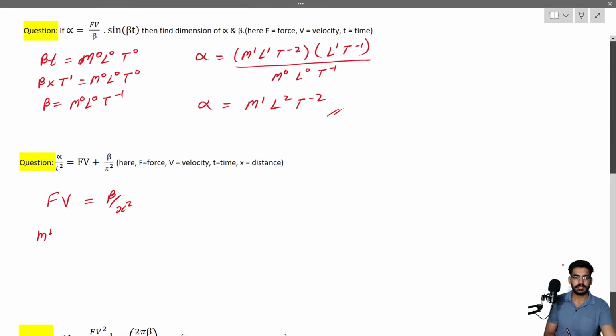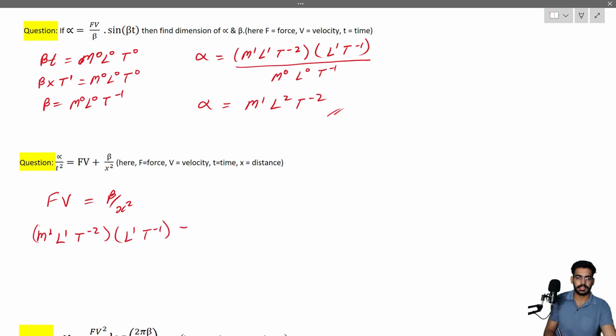m1 l1 t to the power minus 2, multiplied by velocity, that is l1 t to the power minus 1, divided by beta by x square. X square means l square, right? So beta came how much? Beta is m1 l square and l square, l raised to power 4 t to the power minus 3. Okay, so I hope this is clear.